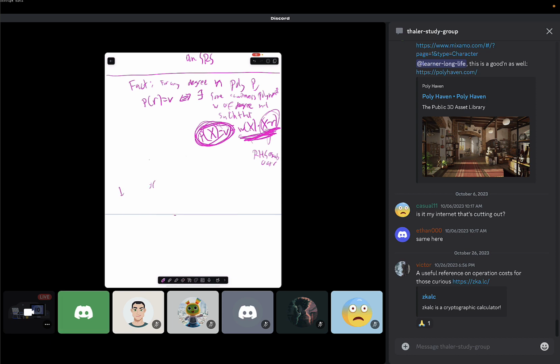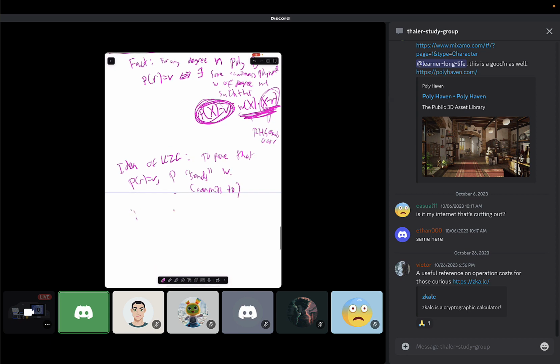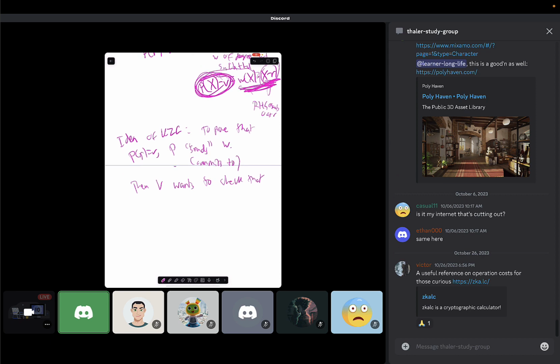Okay, so the rough idea of KZG is the following. To prove that P of r equals v, the prover sends, and by sends I really mean commits to, also with KZG commitments, W. Then the verifier needs to check that P of r equals v, which is equivalent to checking the following. Let me call this equality star. Star holds: that is, P of X minus v equals W of X times X minus r, where W is the polynomial the prover committed to.